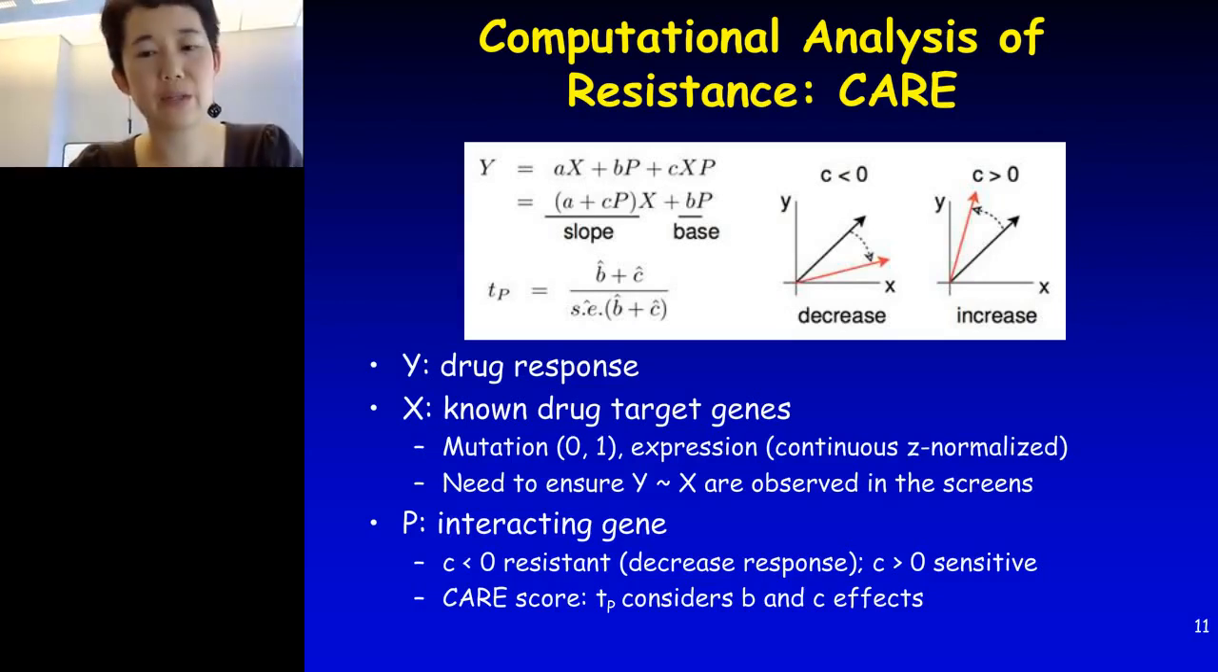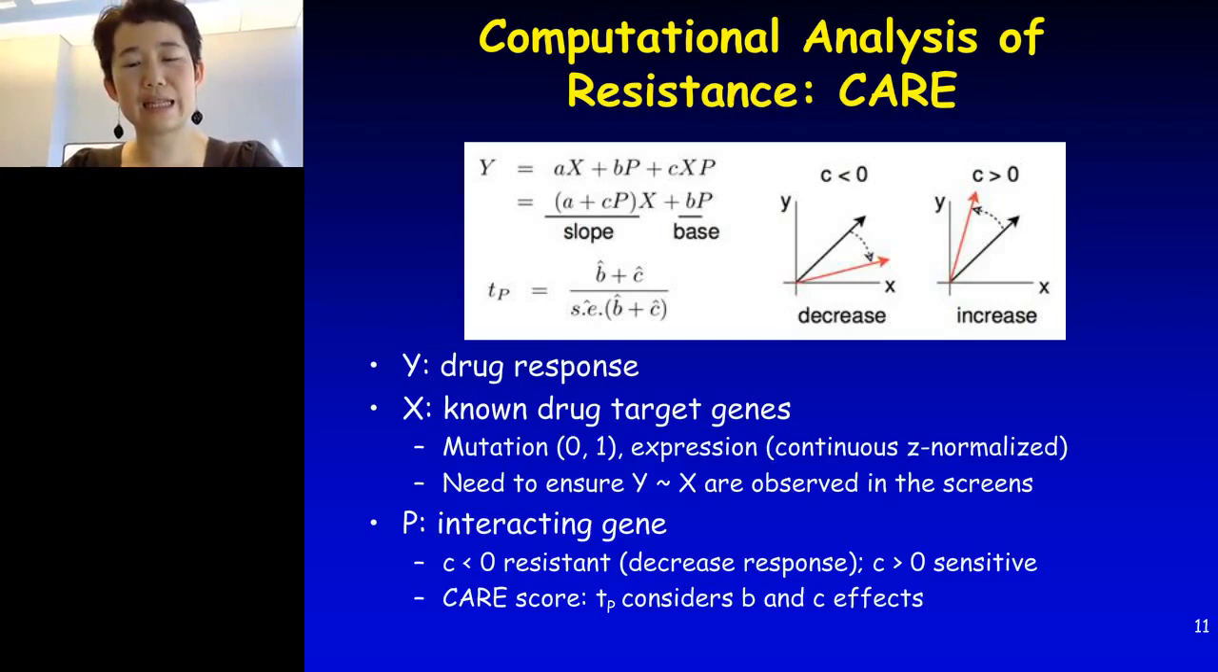And so on this figure on the right, you can see we care about the B itself, and also we care about the C effect. So usually if the C is less than 0, it means that when the expression of the gene is high, the sensitivity of the cell to the drug will decrease, whereas if the C is larger than 0, it means that when it expresses higher, the cell will be even more sensitive to the drug.